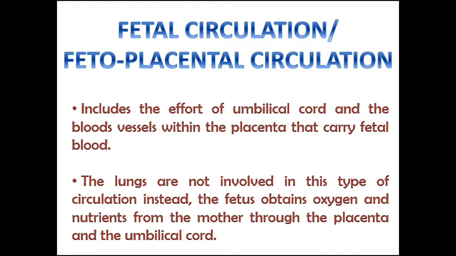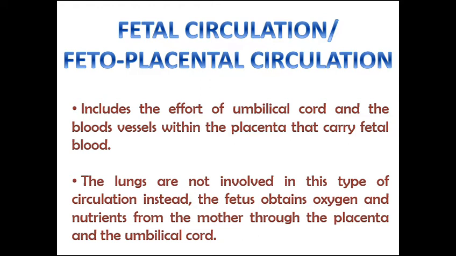In the postnatal circulation, in an adult human body or even just after the birth of the baby, when the normal circulation starts, the lungs are actively involved in the process of circulation. They have a very important responsibility of carrying out the oxygenation of the blood. But here the lungs are not involved. The fetus obtains its oxygen and nutrients from the mother through the placenta and the umbilical cord. So this was just an introduction to the fetoplacental circulation.